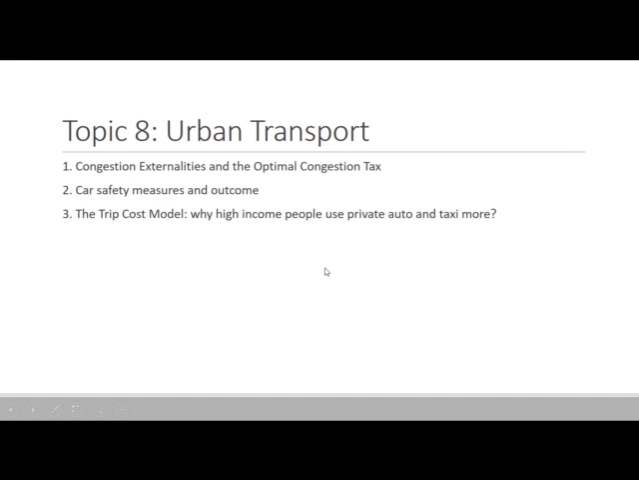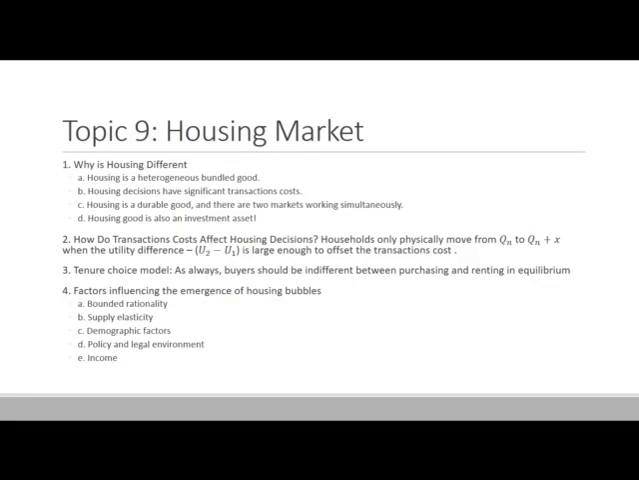So that's the key knowledge points for topic 8. Okay. So finally, there is topic 9. Topic 9 is about the housing market. In this part, first, we ask what is so different about the housing good, or why is housing different? We mentioned 4 differences between housing good and non-housing good.